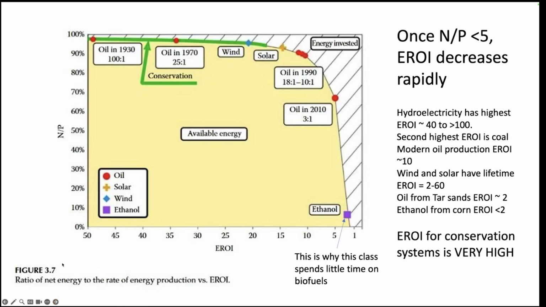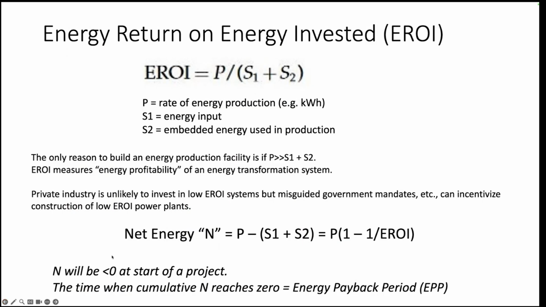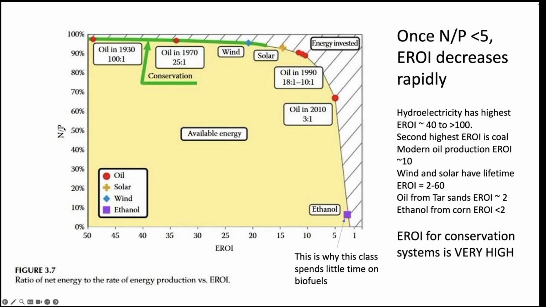So here we've got N over P. Let's go back and make sure we understand what N over P is. So N over P, right? The net energy and the rate of energy production. So net energy over energy production goes from 0 to 100% on this graph. This is the energy return on investment. So here we've got oil in 1930, you got a lot of energy out for a very small amount of energy put in. So the EROI was almost 50, and the NPV was very high. Now, oil in 1970, wind energy, solar energy, oil in 1990, oil in 2010.